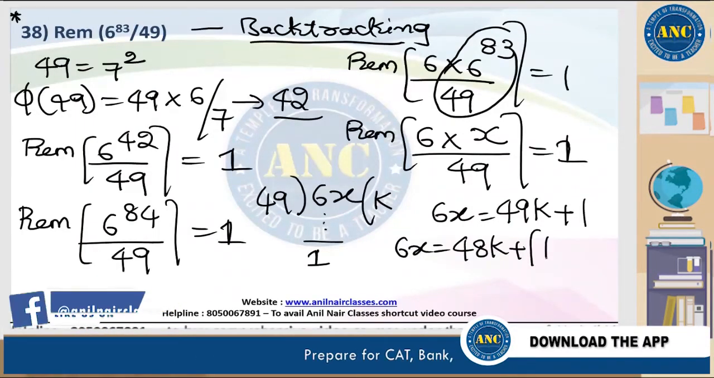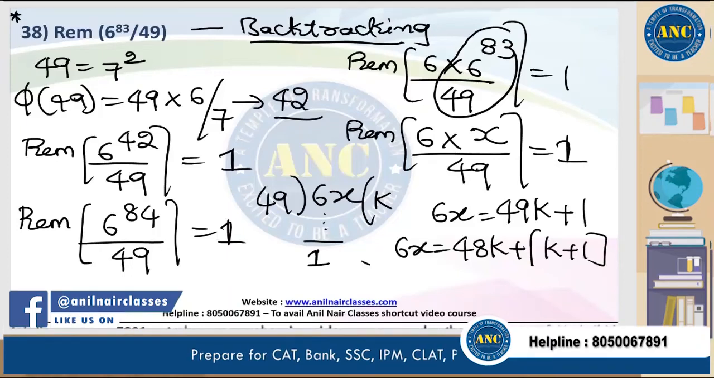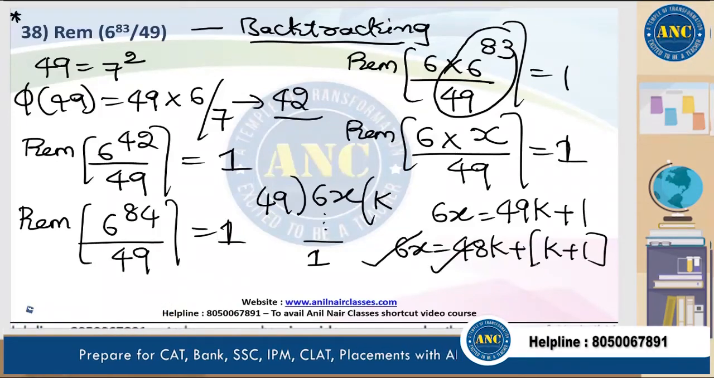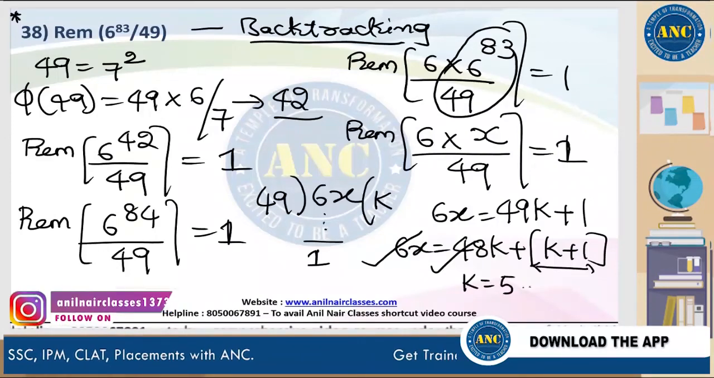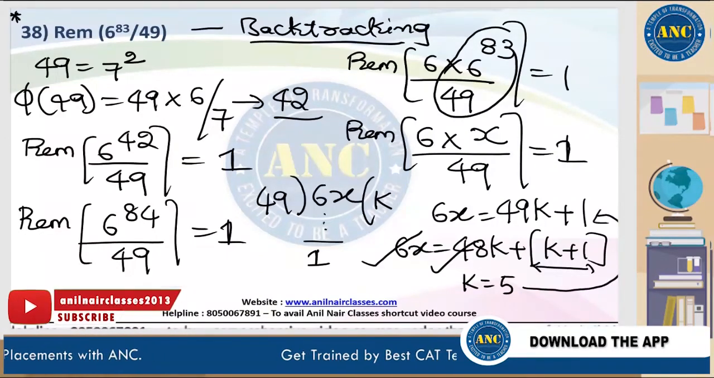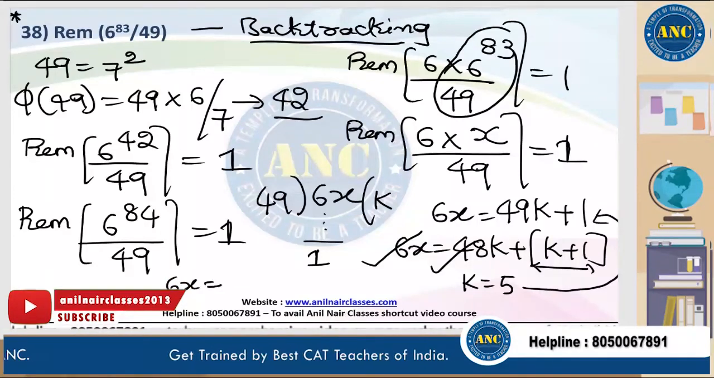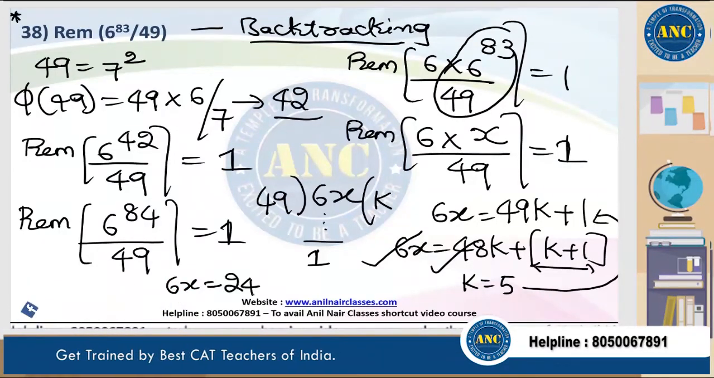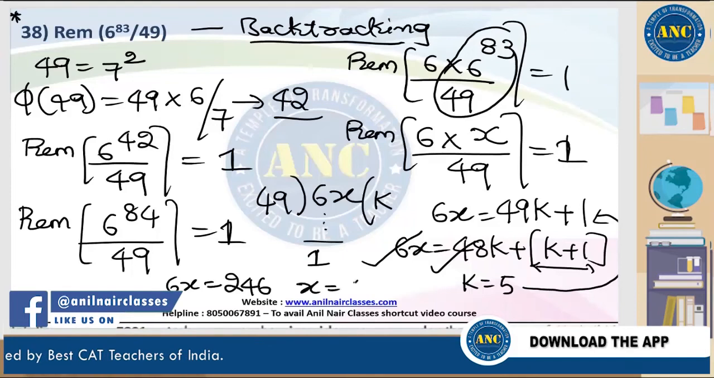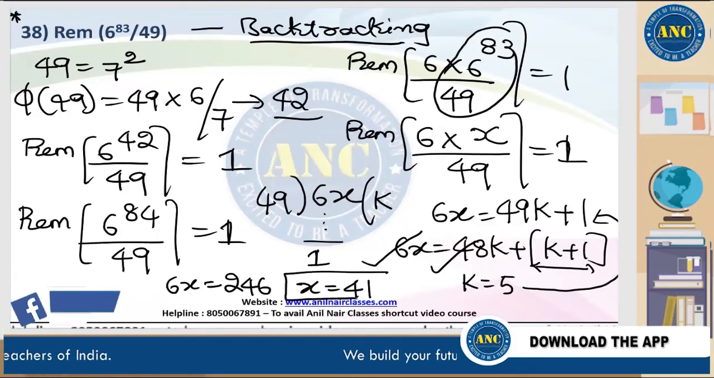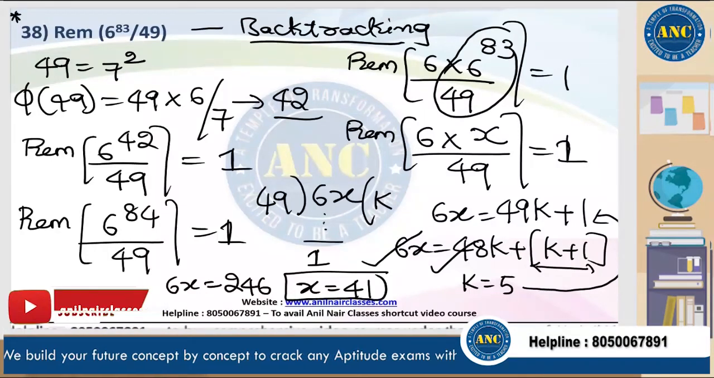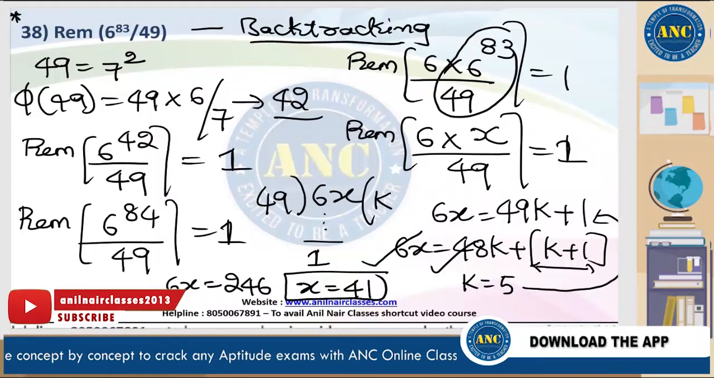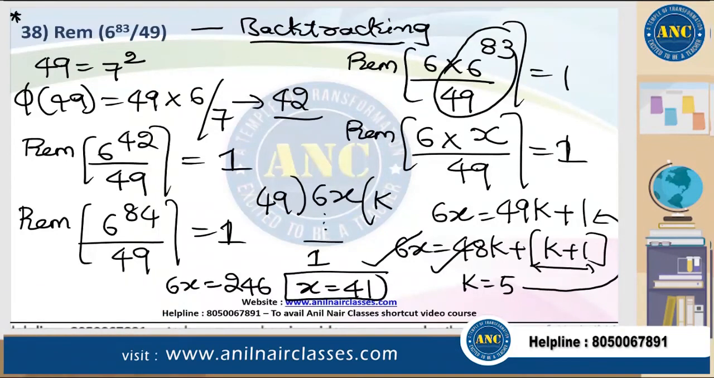So 6x is nothing but 48k plus k plus 1. 6x is divisible by 6, 48k is divisible by 6, so k plus 1 should be divisible by 6. So the k value is 5. So 6x is 49 fives, 245, plus 1, 246. x is nothing but 41. x is nothing but 41. From whatever the known value, how will we find out the unknown value? Please go through this question once again.